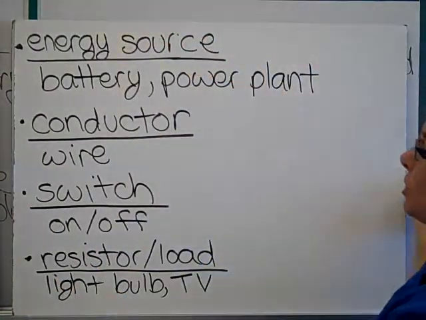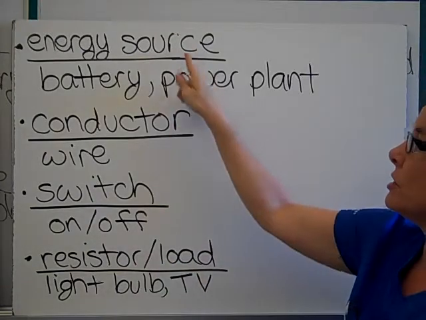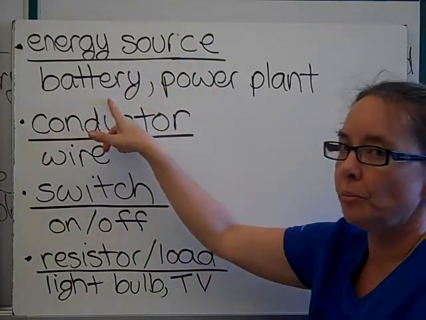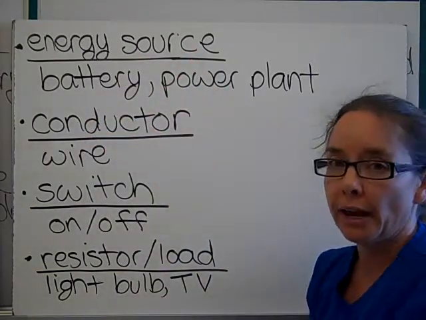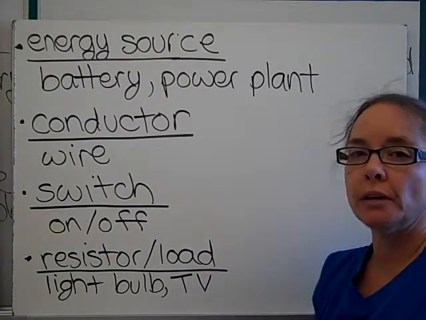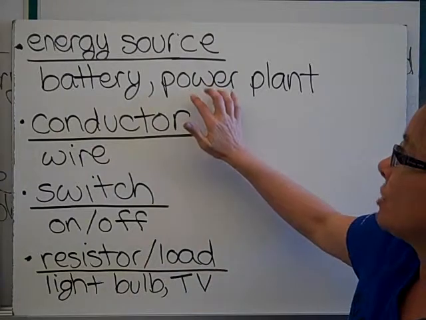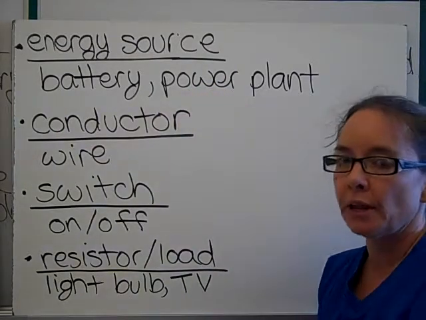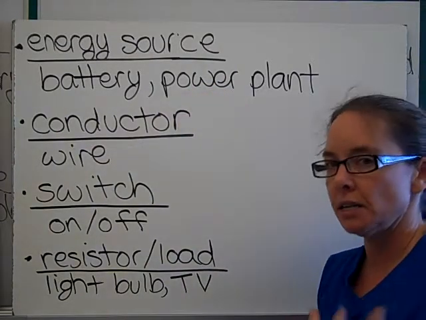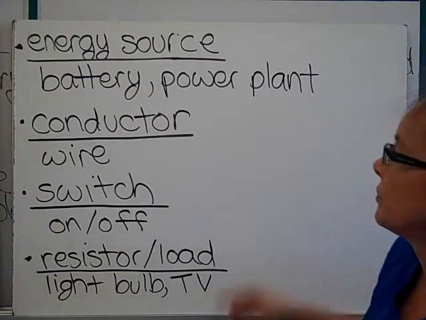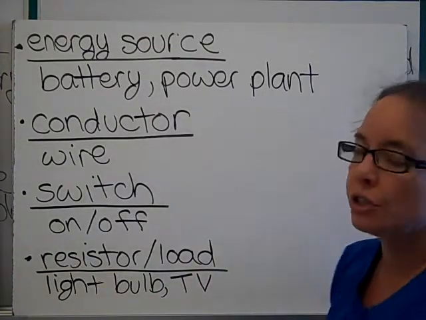So let's talk about what those parts are. The energy source could be, for example, a battery or the power plant. If we're operating the lights in the classroom, we have the switch on the wall. That energy source is actually the power plant that's making electricity and sending it to our school. The conductor is usually a wire.